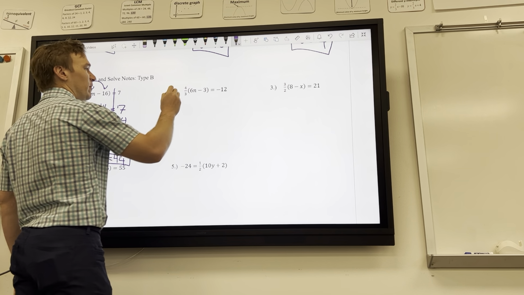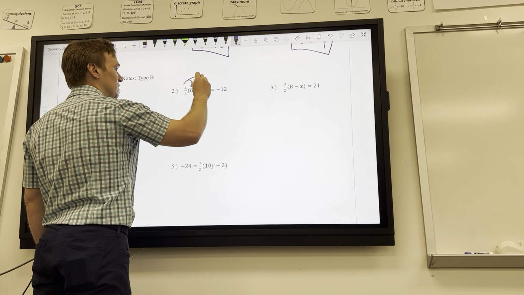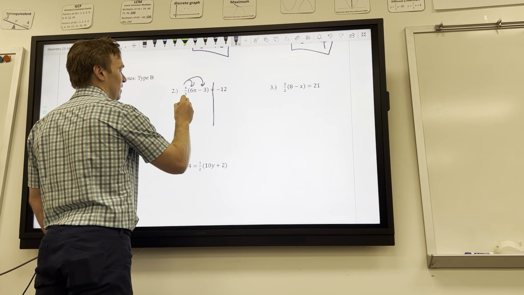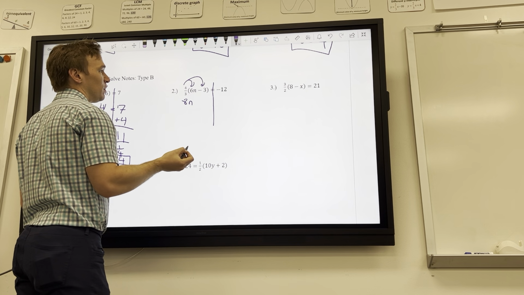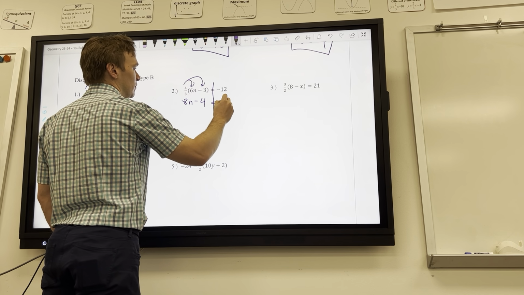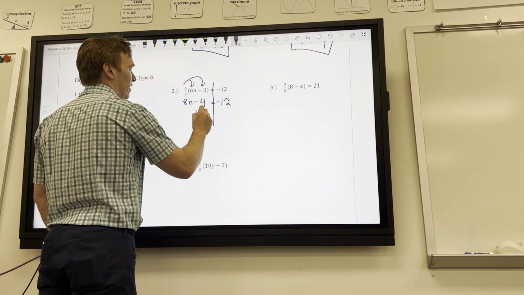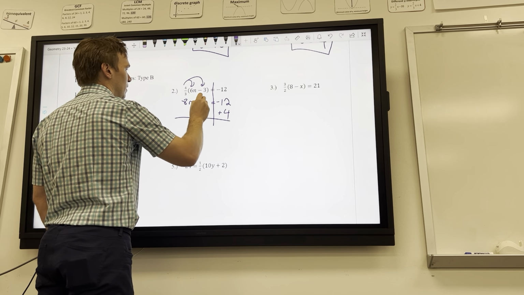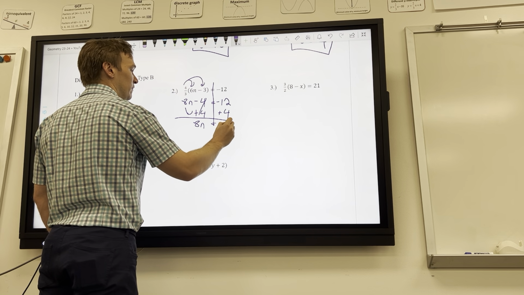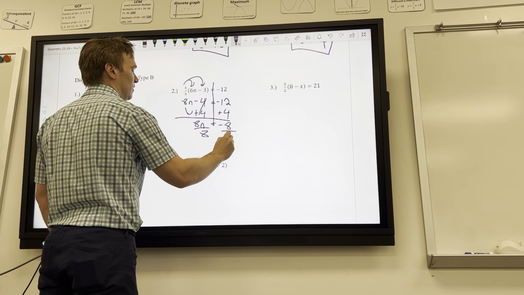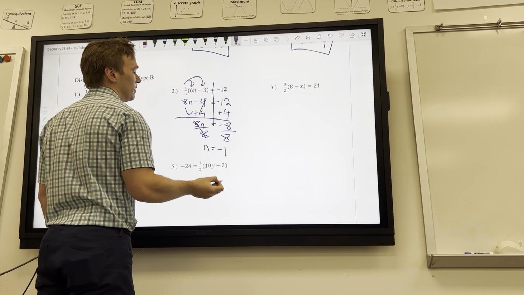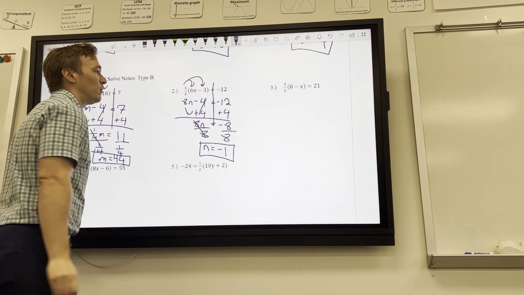All right, over here we have 4/3. We multiply by the 6n, and we multiply by negative 3. 4/3 times 6n is 8n. 4/3 times negative 3 is negative 4. The negative 12 drops. Then you add 4, drop the 4. Negative 12 plus 4 is negative 8. And then you divide by 8. Negative 8 divided by 8 is negative 1. So n is equal to negative 1.